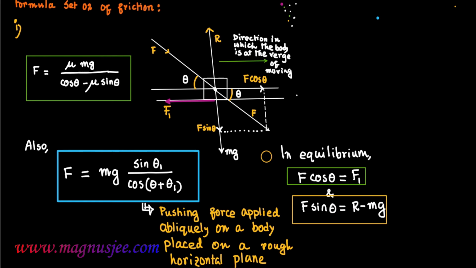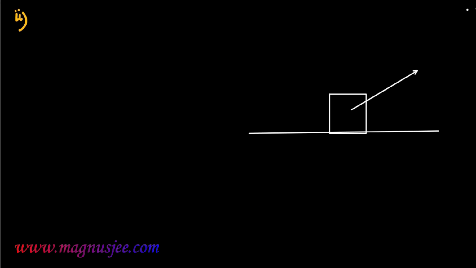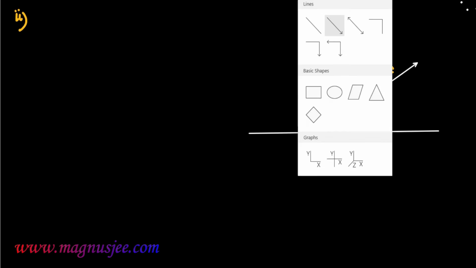And we get F cos theta as R minus mg. From that we can prove that F equal to mu mg divided by cos theta minus mu sin theta. Number 2 formula. On this body, a pulling force F is acted at an angle theta with the horizontal.